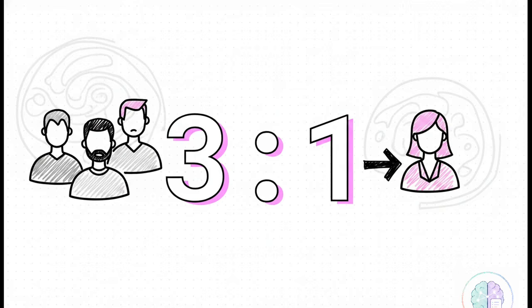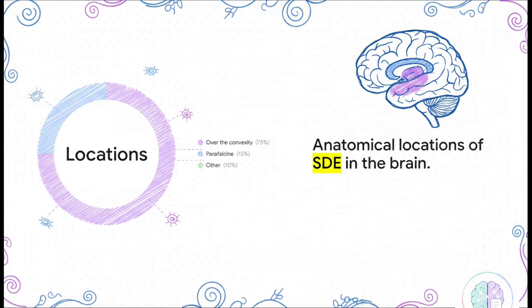And when we look at the demographics of those affected, the data shows a very clear skew. The male-to-female ratio is notably 3-to-1, meaning men are literally 3 times more likely to develop this infection than women. Anatomically speaking, the vast majority of these infections, we're talking between 70 and 80%, happen right over the convexity of the brain. Only about 10 to 20% are situated deeper in the parafalcine region.